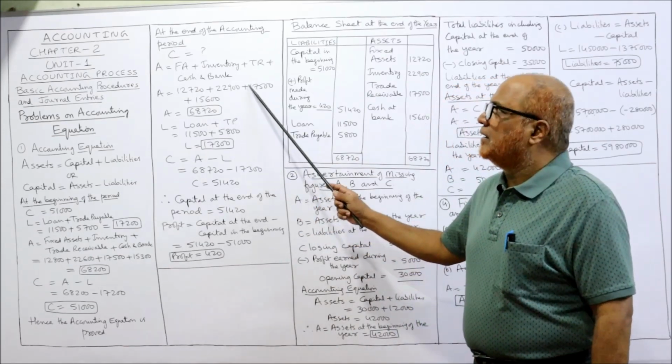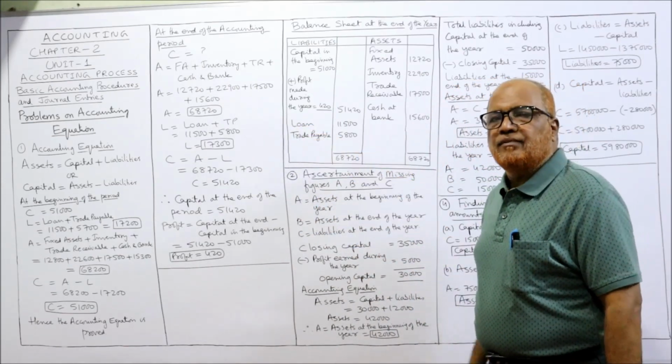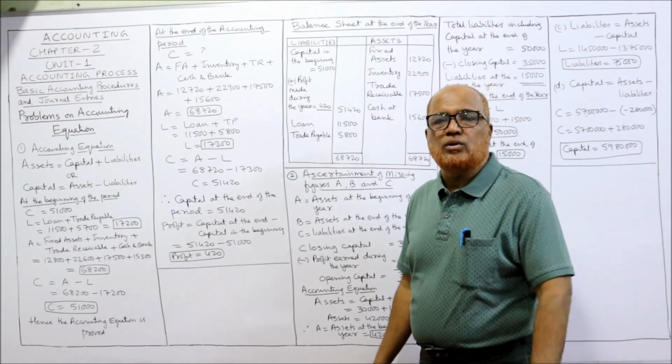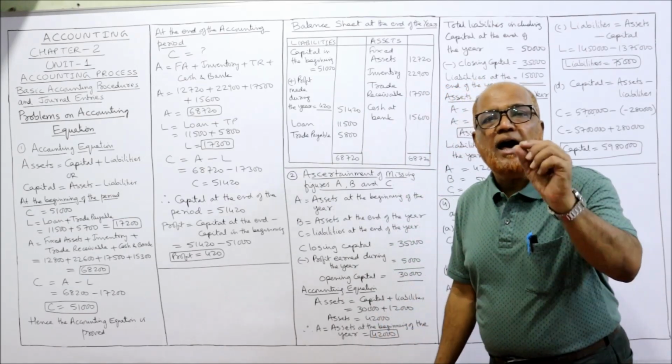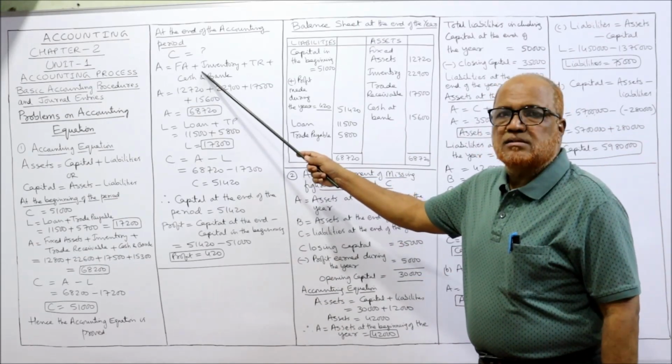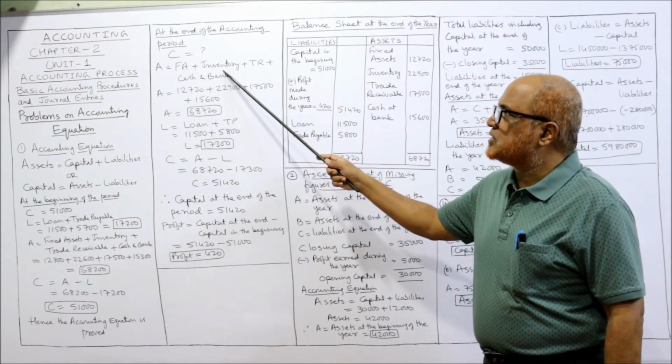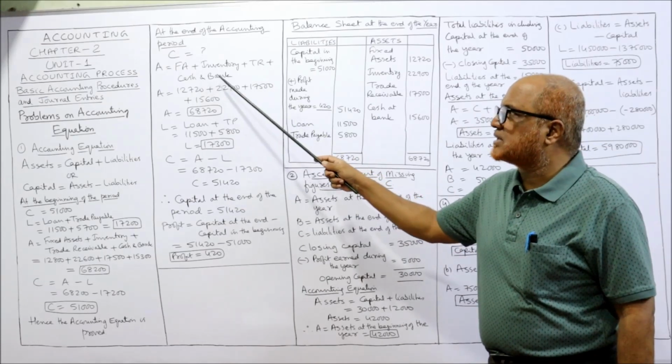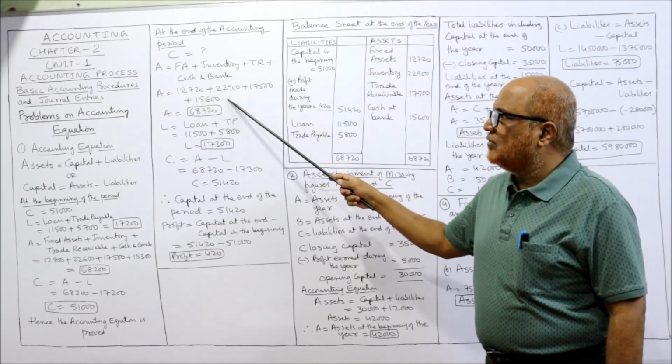Now, at the end of the period, see, capital we don't know. We have to find it out. How to find out the capital? Assets minus liabilities. Take the total of assets. Assets consist of fixed assets plus inventory plus trade receivable plus cash and bank. All the amounts are given in the problem.